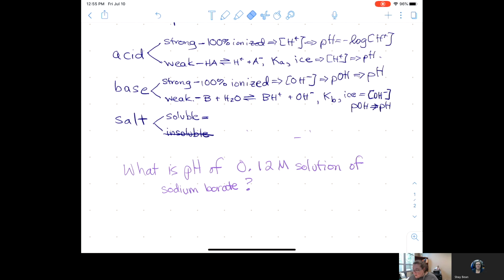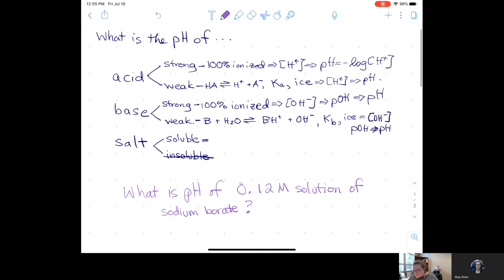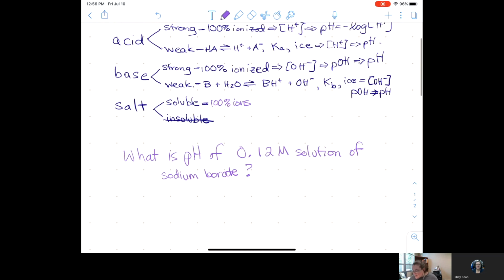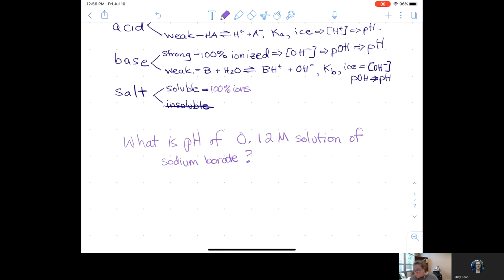As you may recall from Gen Chem 1, if I have a soluble ionic compound, we call that a salt. The first thing that happens when you put it in water is that it ionizes 100%, as long as it's soluble. It breaks apart to give you ions. It forms 100% ions. So let's walk through the ions that sodium borate forms.